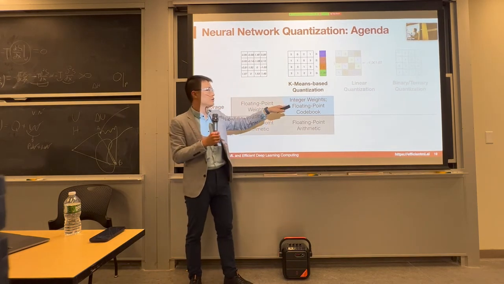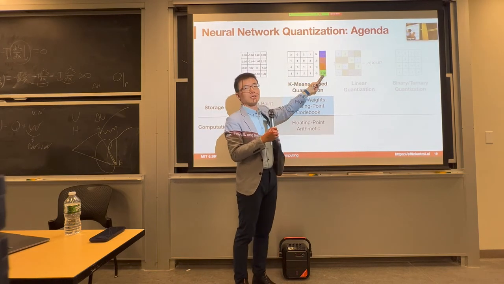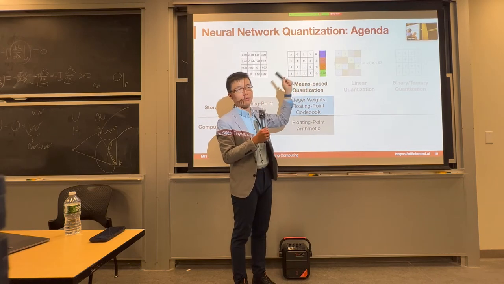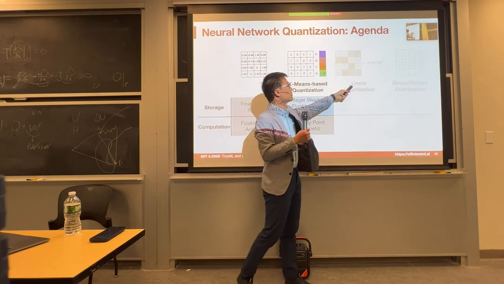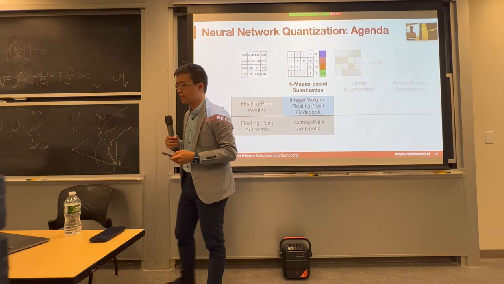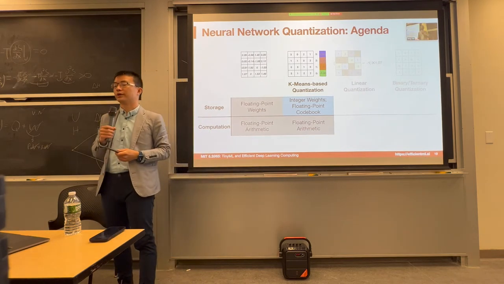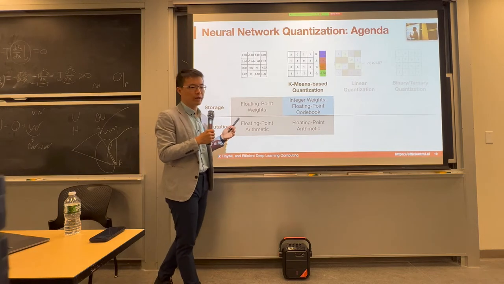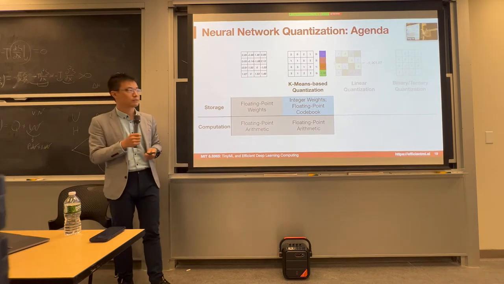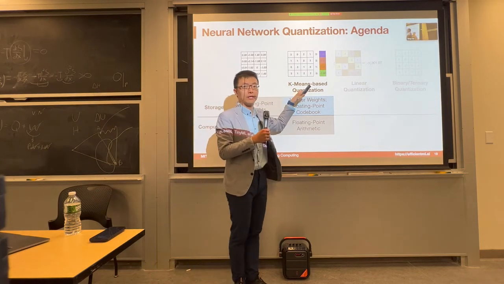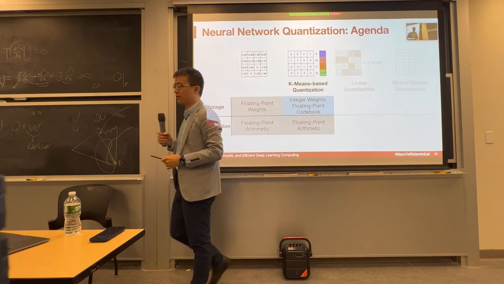We have integer weights and a floating point codebook. Encode the weight into several buckets, and each weight will choose from one of these buckets. And then we have linear quantization methods, where all the computation is in integer arithmetic. And finally, we're also going to have binary or ternary quantization, where the weights only choose from a positive value or negative value, or including zero, which is even more compact. So today, hopefully, we can cover both the K-means-based quantization and linear quantization. Next lecture, for the time today, we're going to cover binary quantization.